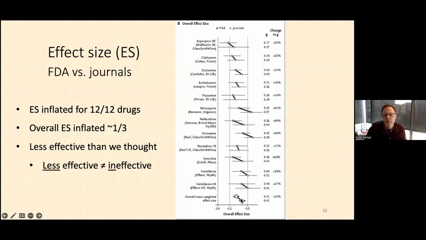So it's an exaggeration of the efficacy from 0.3 to 0.4 roughly, or about 32%, so roughly a third boost in apparent efficacy. It doesn't look as dramatic as it did with the toggling of positive versus negative studies, but the underlying message is still the same. What's happening is that the effect size has been inflated, and the reality is that the drugs are less effective than has been conveyed by the published literature.